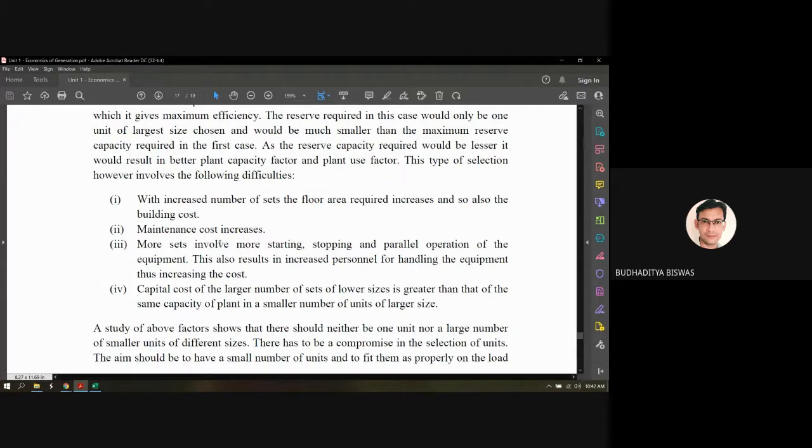Second, maintenance cost also increases. So obviously, in the first case, we just need to maintain only one machine. But if we install 10 generators or 11 generators, then we need to maintain all of them. So maintenance cost will be high also.